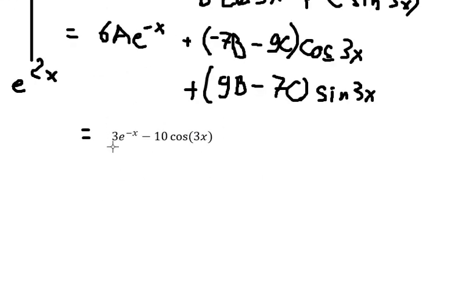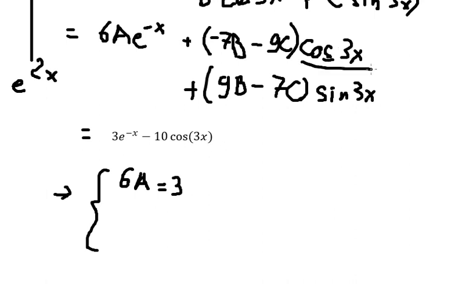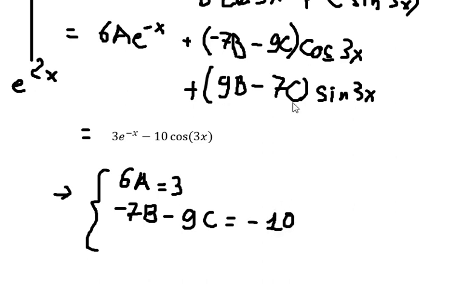So we see that we have 3. This one we have 6a. So we have the first equation, 6a equals 3. We have cosine 3s on both sides. This one we have negative 10. So we have negative 7b, negative 9c equals negative 10. This one we don't have sine 3s, so 9b minus 7c equals 0.